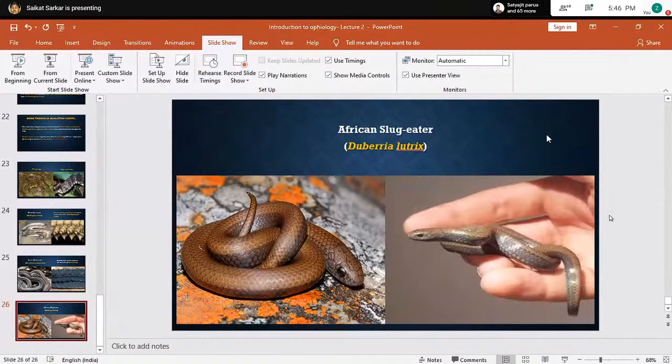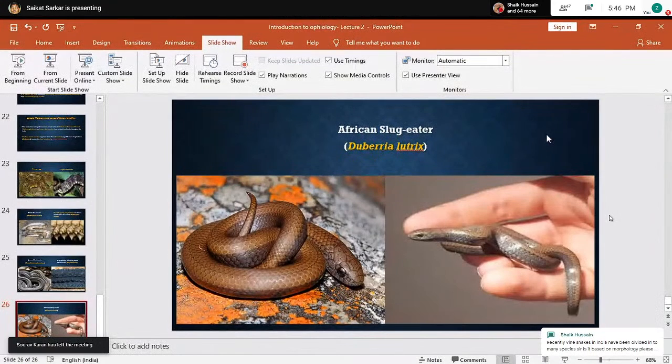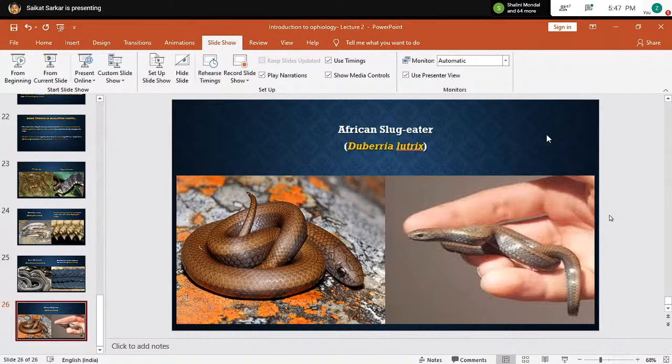This particular course is on snakes, or ophiology. I've never said it is applicable for India only. The rules that I'm discussing here are applicable on a global scale. So for India, some rules may be applicable, but that is not a global trend.